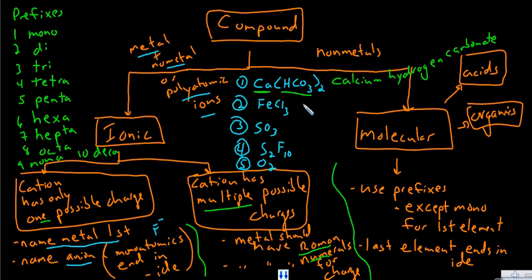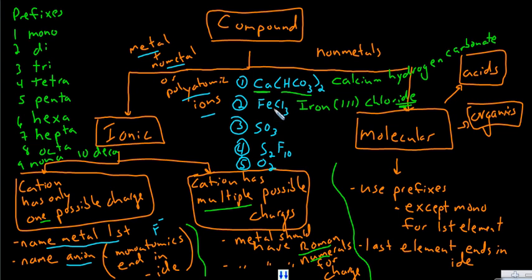And so when we name this, we're going to call it iron. So we're naming the cation first, but then because iron can have multiple possible charges, we're going to say that, well, this is iron 3. And then we'll call it chloride. It'll end in ide because we're using a monoatomic anion.